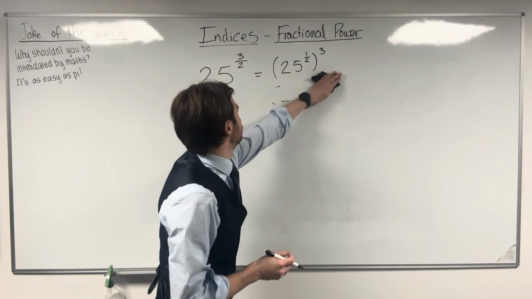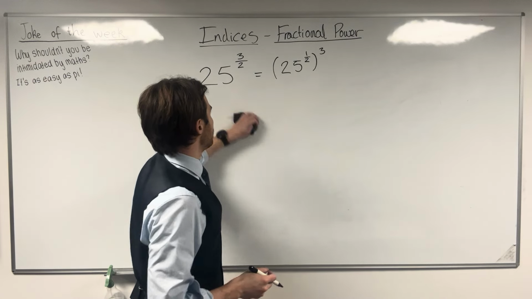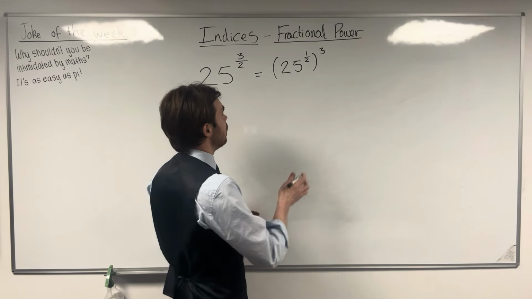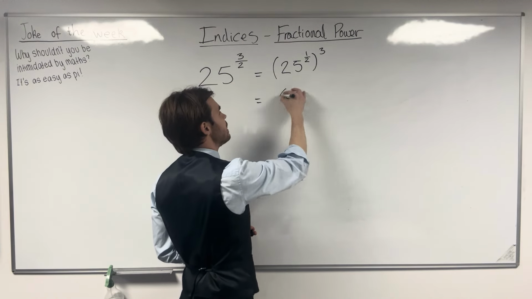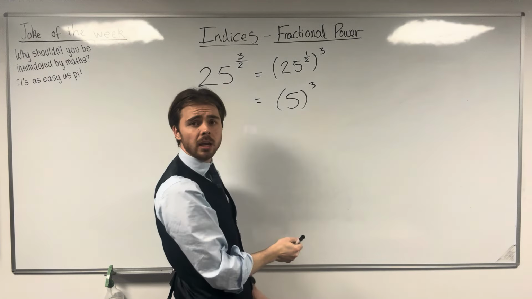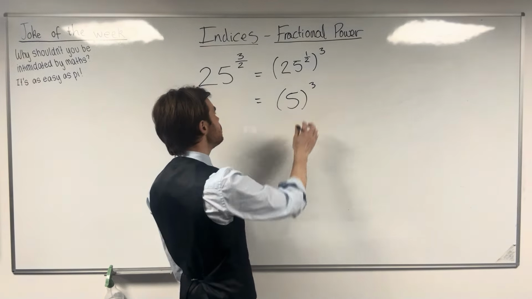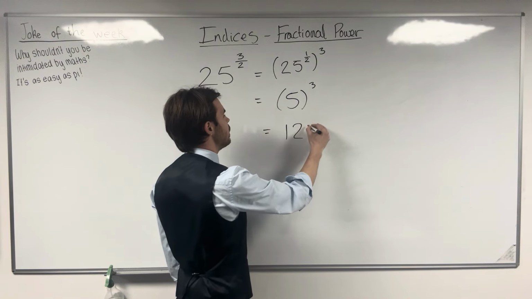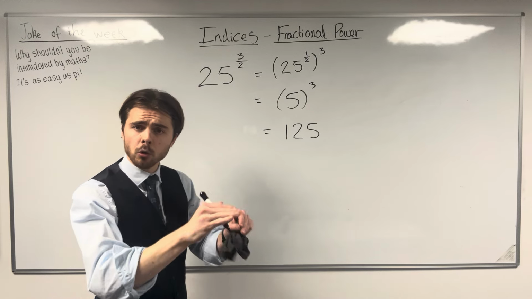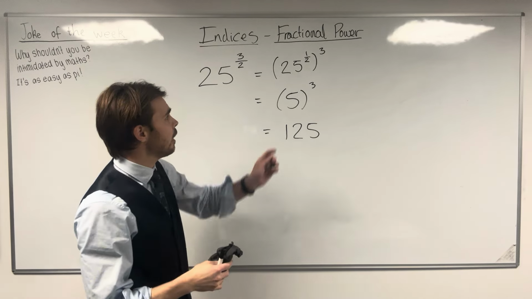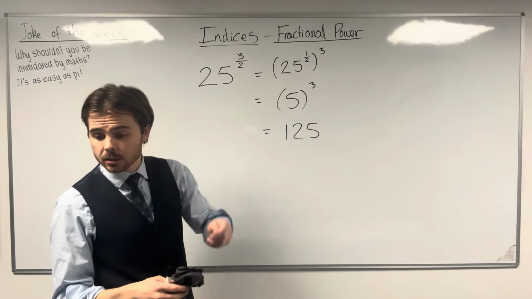Okay, so we're going to do it in stages. We are going to square root this value. So I get 5, but there's still a power of 3 acting on it. And 5 cubed is just 125. That's it. So we're going to do 2 steps. We're going to root, we're going to power. Okay, and we like to write it like this to make it as clear as possible.